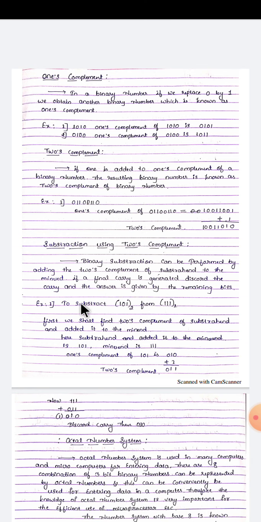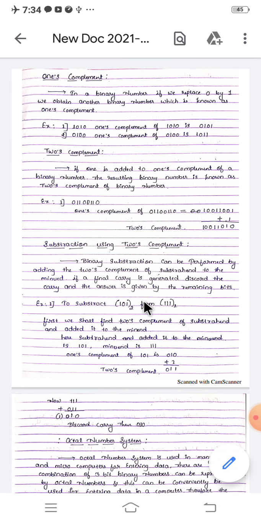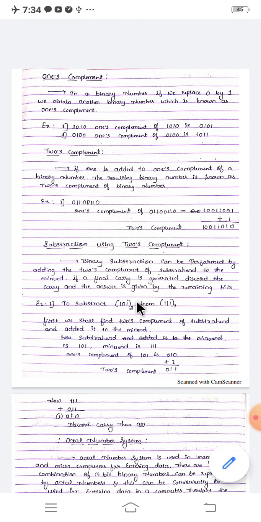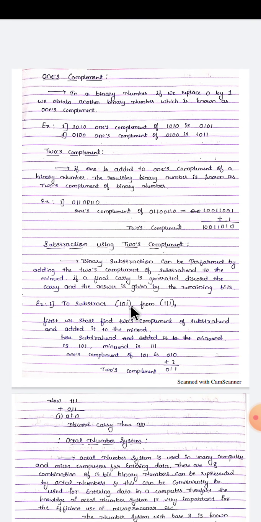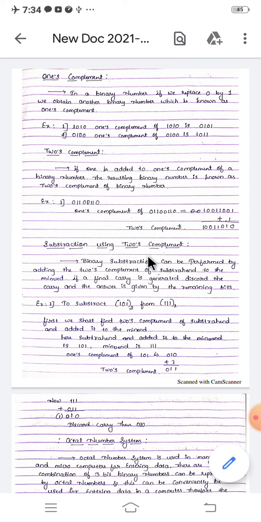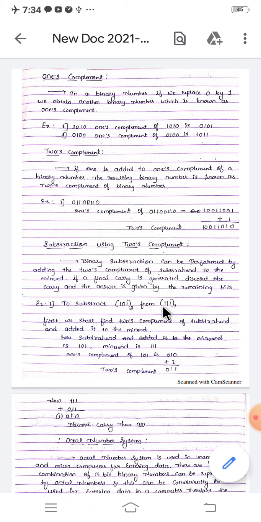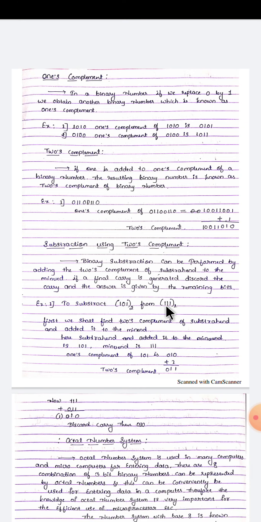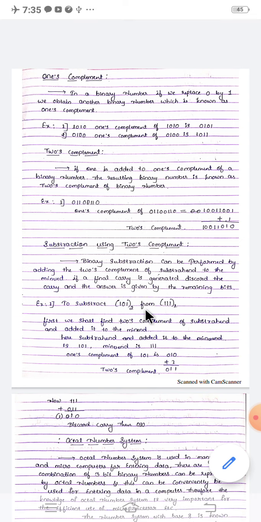Let us see the example. To subtract 101 base 2 from 111 base 2. See here, these both are binary numbers. We can easily subtract 111 minus 101. But here it is subtraction using 2's complement. Don't confuse it. In an examination, if they directly ask to subtract 101 from 111, using binary subtraction we can subtract, but using 2's complement the procedure is different. So this example is using 2's complement.